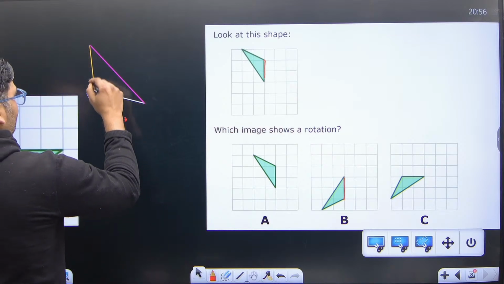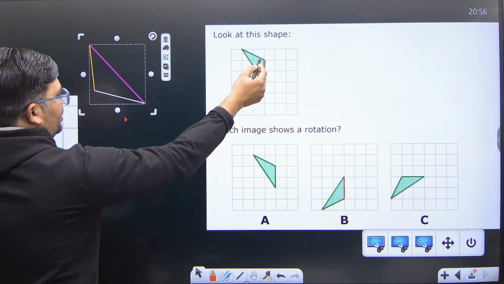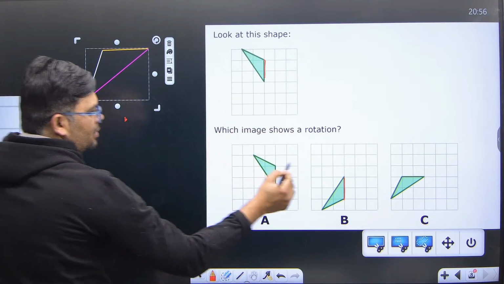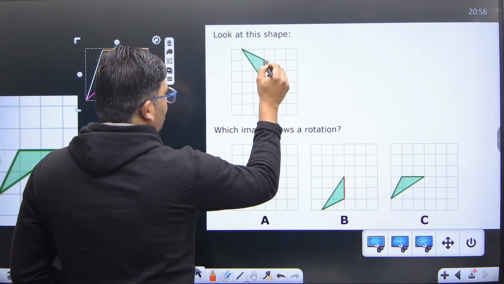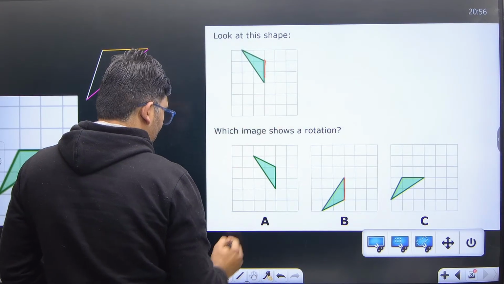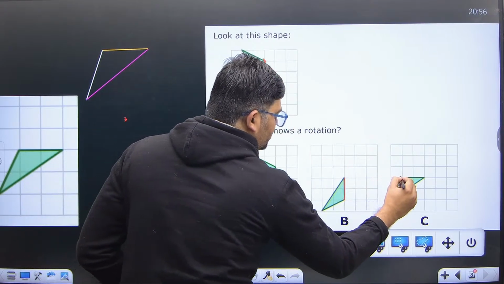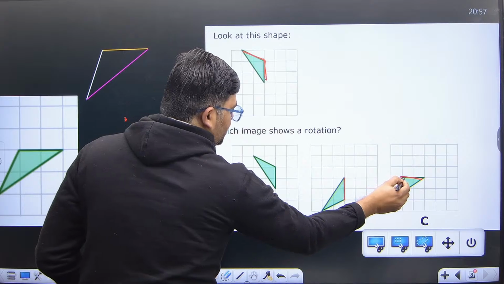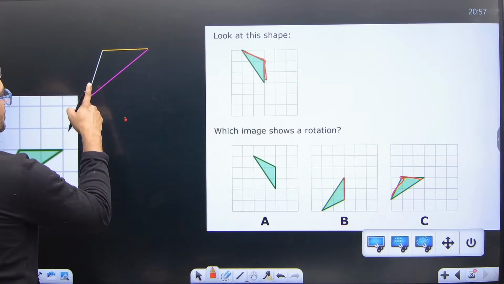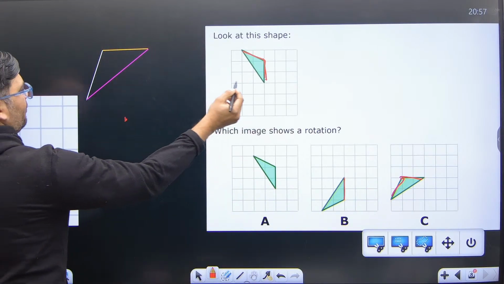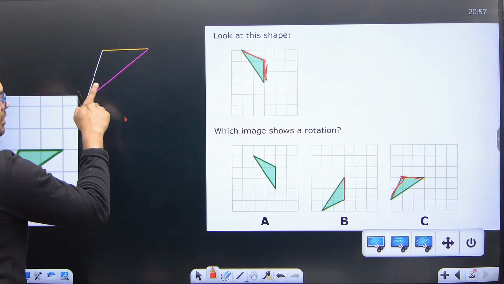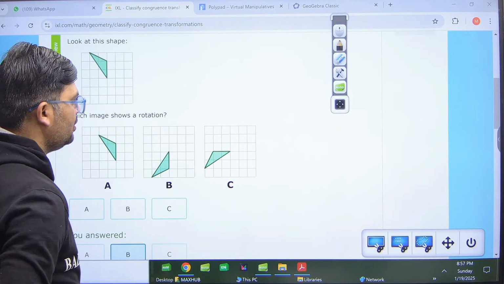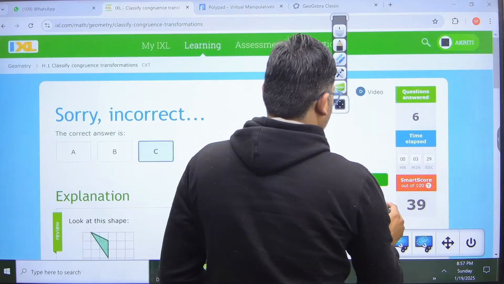But how C? So I will just mark it out. This line is actually made as a horizontal line. This vertical line resembles this line. This slanting line resembles this slanting line. You can see this is the horizontal line, and the vertical line shifted here. So this shape and C are the same. So the answer is C. Understood?